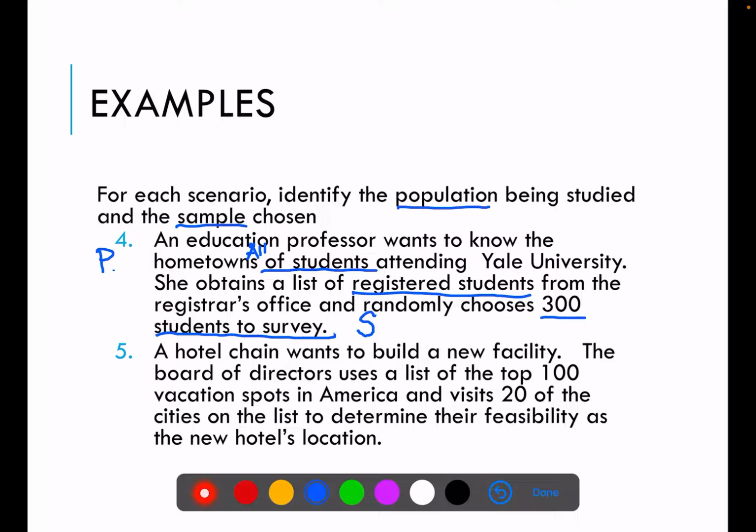Now number 5, a hotel chain wants to build a new facility. The board of directors use a list of the top 100 vacation spots in America and visit 20 of the cities on the list to determine their feasibility as the new hotel's location. So we try to understand what is the population in this scenario. The population is something of interest. What the board of directors are interested in are the top 100 vacation spots, and that is the population. For the sample, they visited 20 of the cities, and that is the sample, part of the whole top 100.